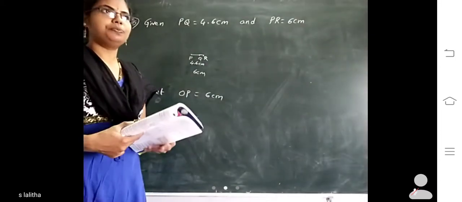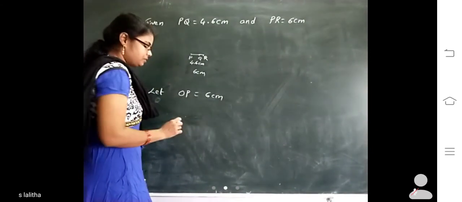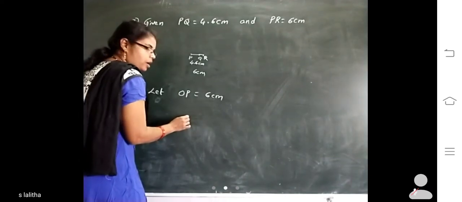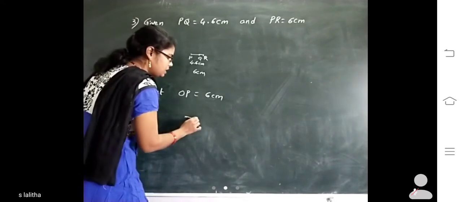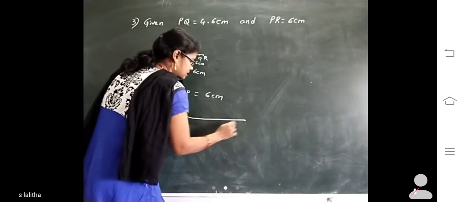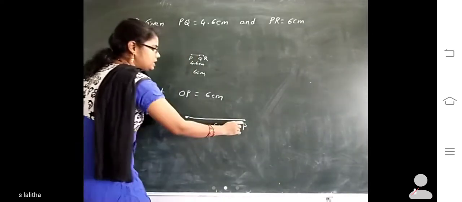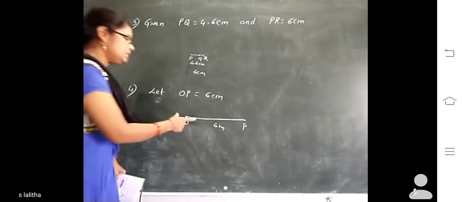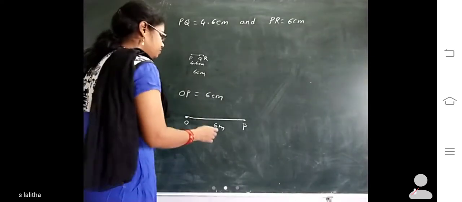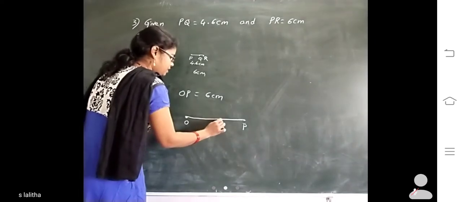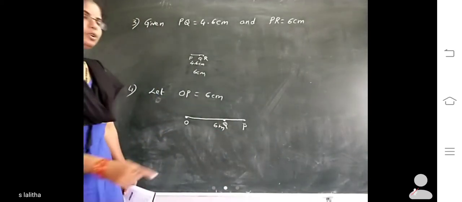Take a scale, all of you, and put the 0 point. From here to 6 centimeters, where it is 6 centimeters, you have to draw a line. Now put the point here. OP, 6 centimeters, you have to draw. Now in this line, you can put the point Q anywhere. Suppose I put the point Q here.